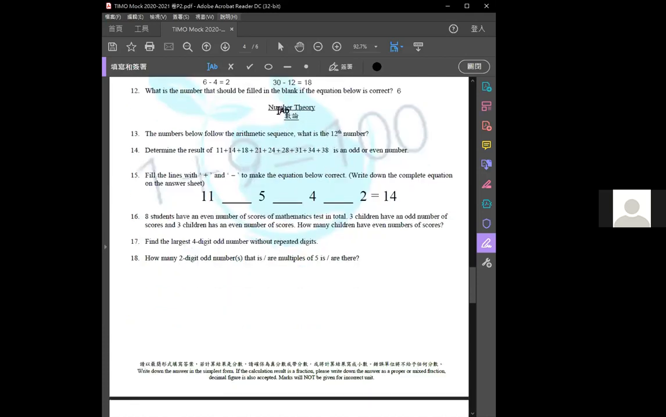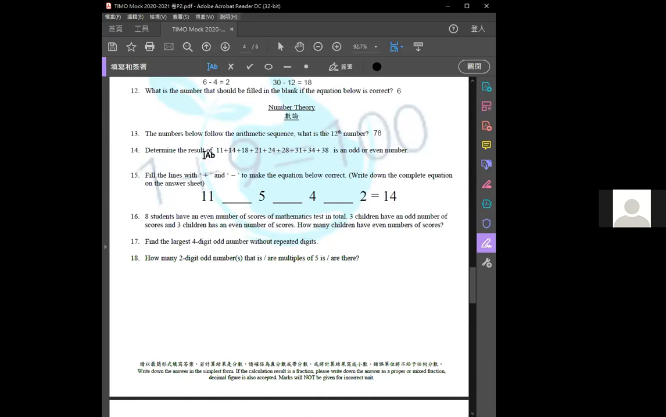So for question 13, let's go to number theory. The number below follows the arithmetic sequence, what is its 12th number? There's also no sequence here. If any of you would like a detailed explanation for questions 12 and 13, please type the sequence or the equation in the chat. If not, I will just give you the answer. It's 78. I'm sorry that I can't see it.